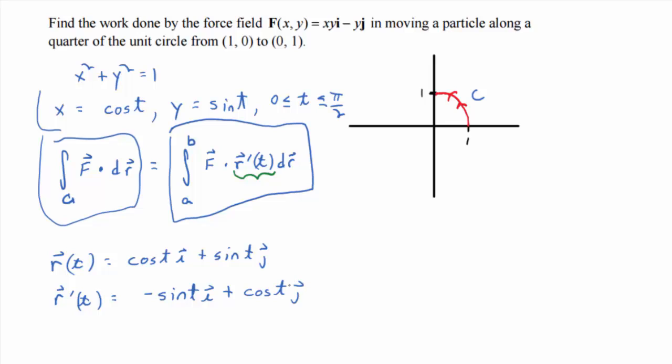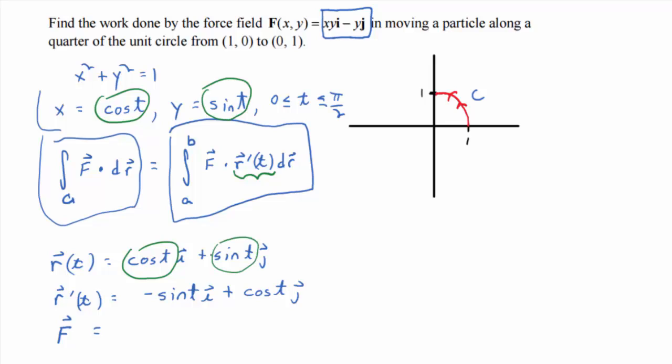And then the vector field itself is xy i minus y j. You've got to put the x and y in terms of your parameter. You could do it after you take the dot product, that's fine, or before, it doesn't matter. So let's do it before. Let's write F in terms of t. Now, you know what x is. You could either look here or up here. x is cosine of t, right? And y is sine of t. You could either look there or there.